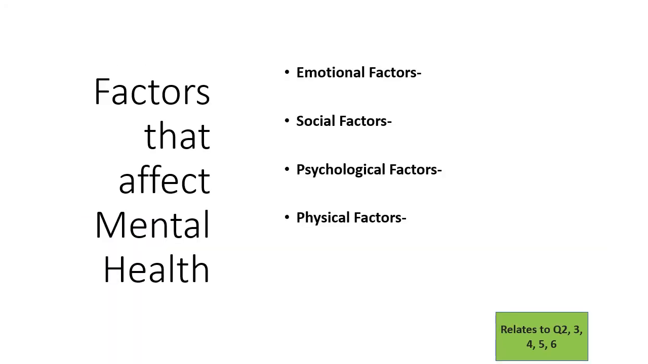So the next few slides that you're going to look at relate to questions number 3, 4, 5, 6, 7 and 8. And we're going to look at factors that affect mental health. And you'll see on here, there's a list of factors. So we've got emotional factors, social factors, psychological factors, and physical factors. So you might want to think just for a few moments about those 4 different areas before you move on to the next slide and think about how those factors may affect mental health.